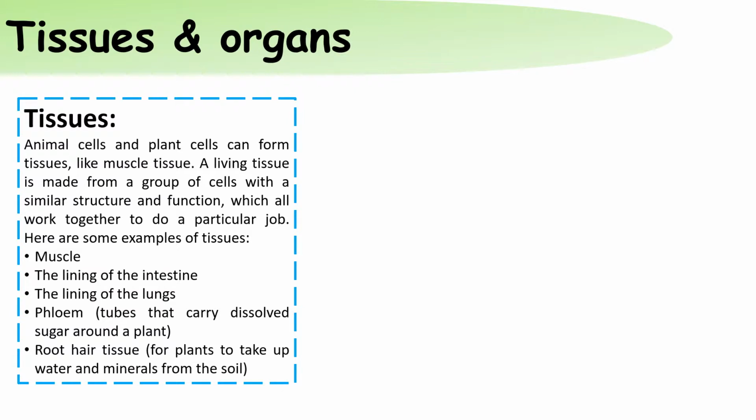Animal cells and plant cells can form tissues like muscle. A living tissue is made up of a group of cells with a similar structure and function, which all work together to do a particular job.